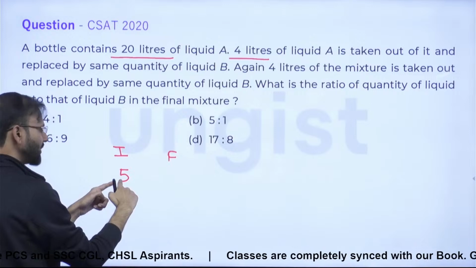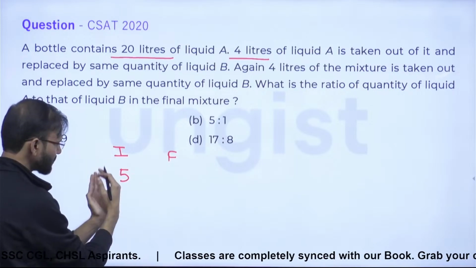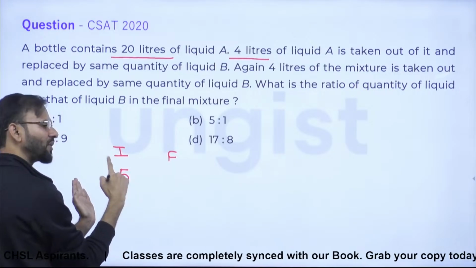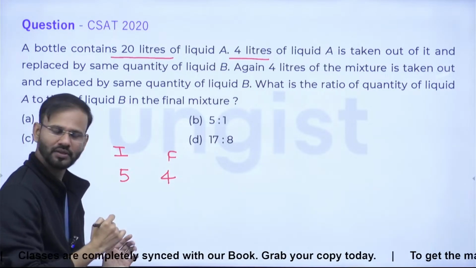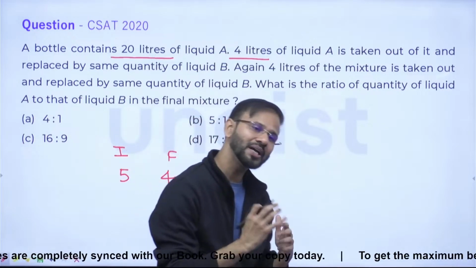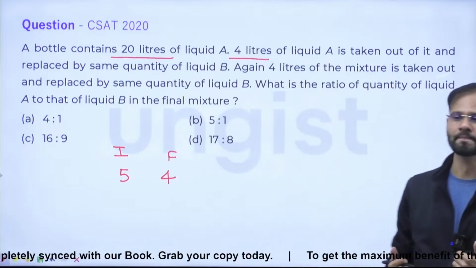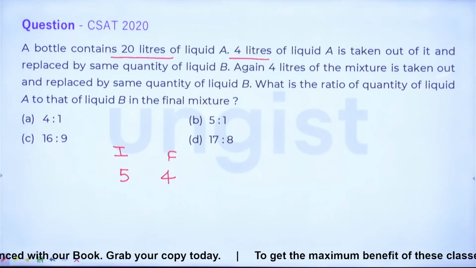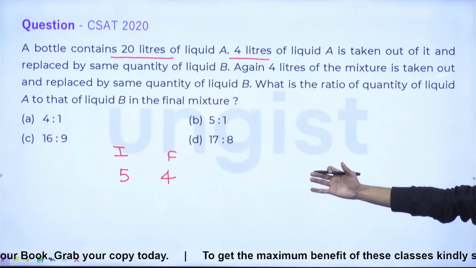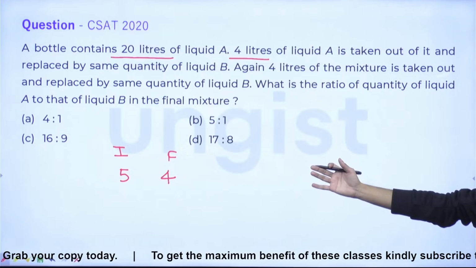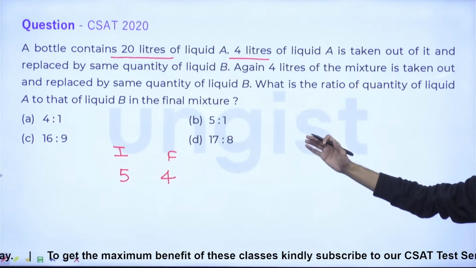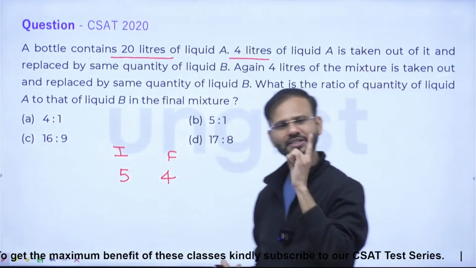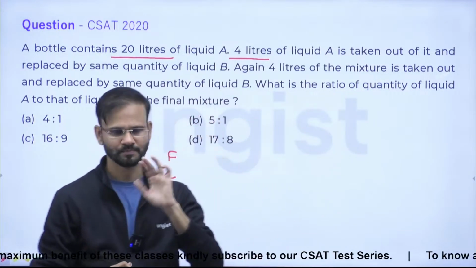1/5 of this will be taken out, so it will be reduced by 1/5, so the final will become 4. Everybody, yes or no? Now just tell me how many times the operation is being performed? Just read the question. 2 times. The operation is being performed 2 times, initially once and then it was repeated once.